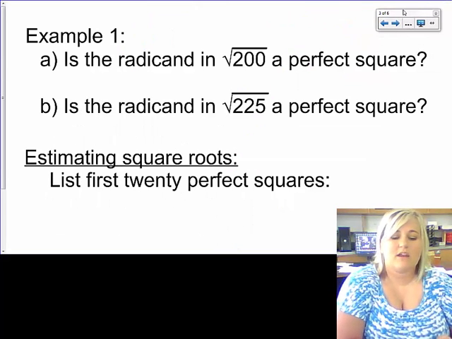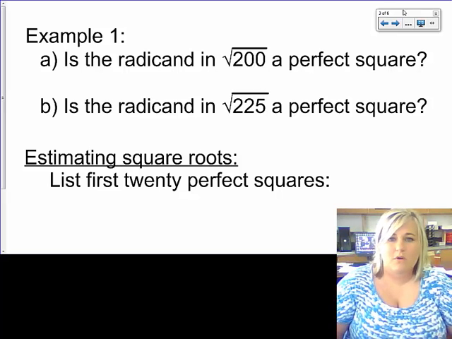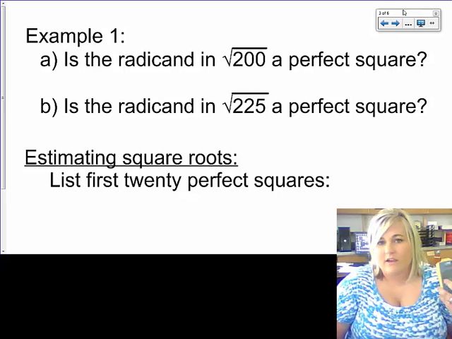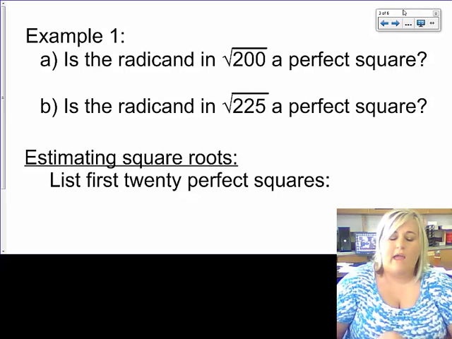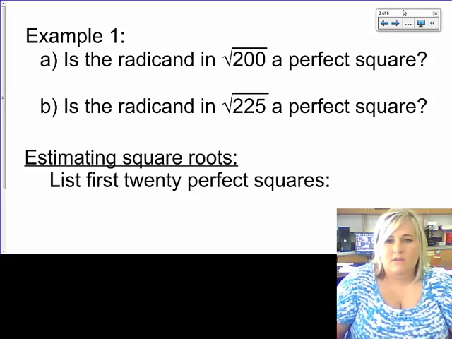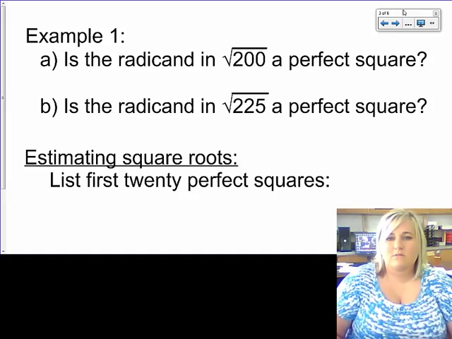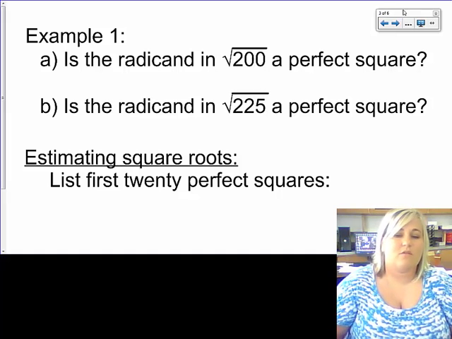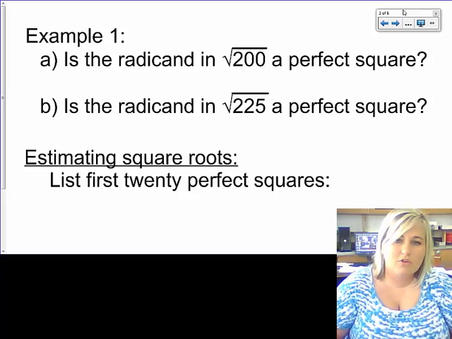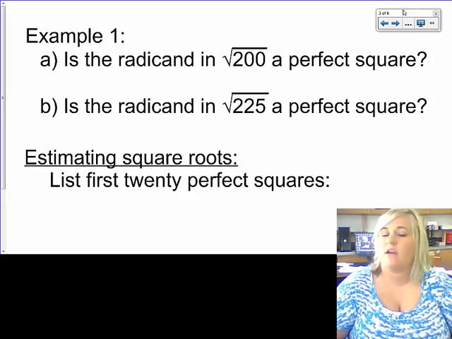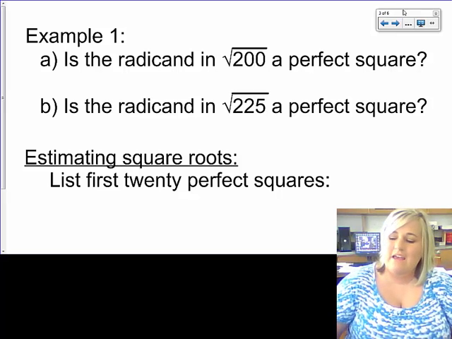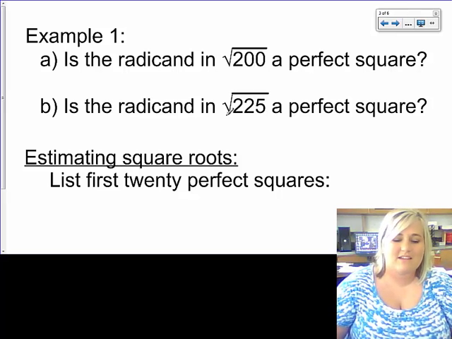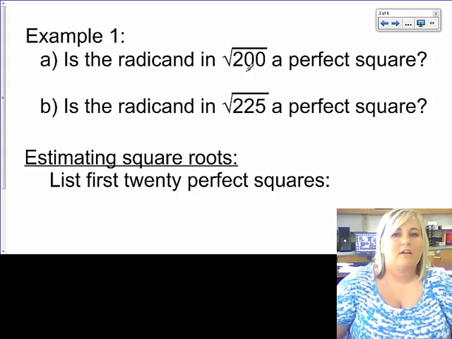Example 1 says, is the radicand 200 a perfect square? Well, there's a really obvious quick way to figure that out, and that's by using your calculator. However, think about some things that we know. Some perfect squares that I expect you to already know is, for example, 100. 100 is a perfect square, or is a square of 10. Okay, so 100 is a perfect square. Is there anything times itself that's going to get us this 200? And the answer to that is no.